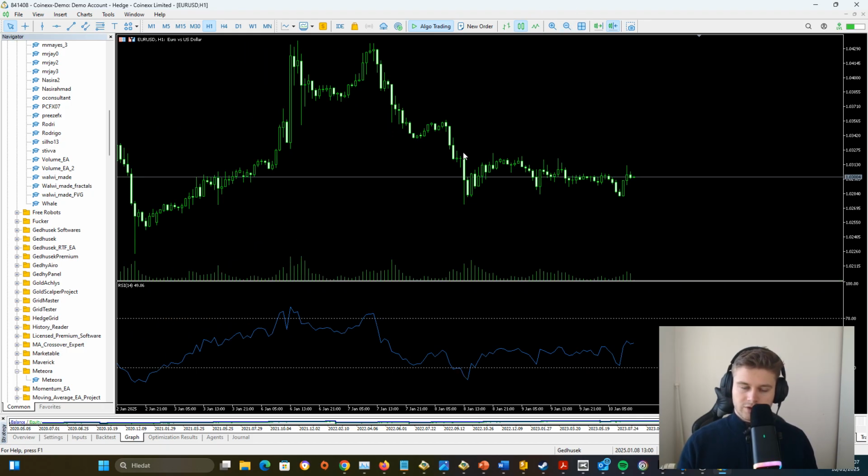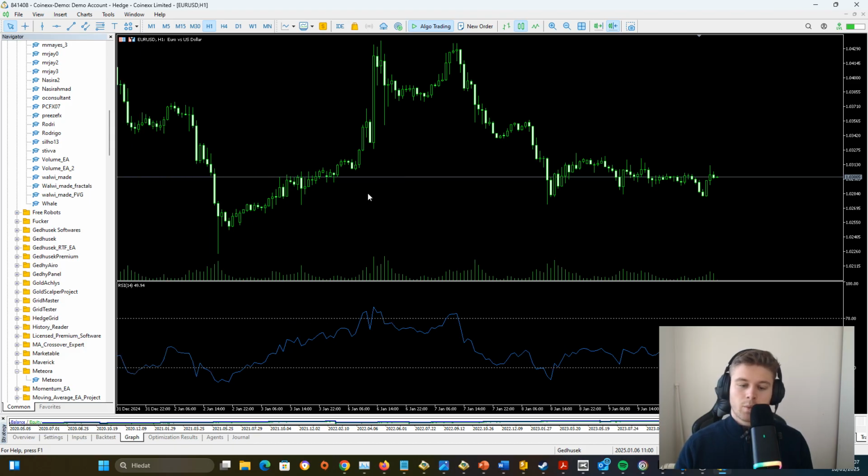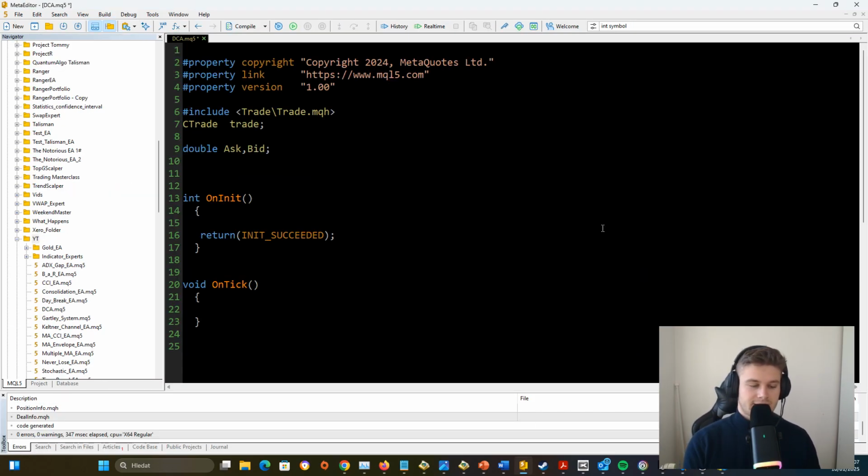If the price goes in the direction it should go, so for sell position if the price goes down, and for buy position if the price goes up, I will immediately close the position. But if the price goes against me, I will open additional positions, therefore implementing the DCA method. So that's about the strategy.